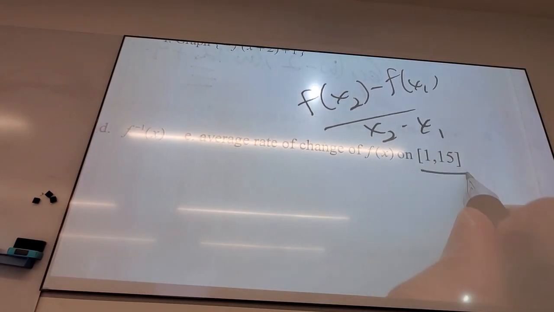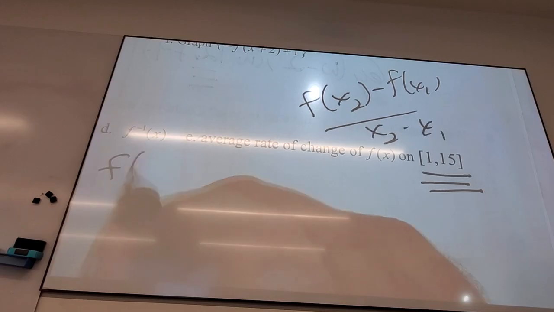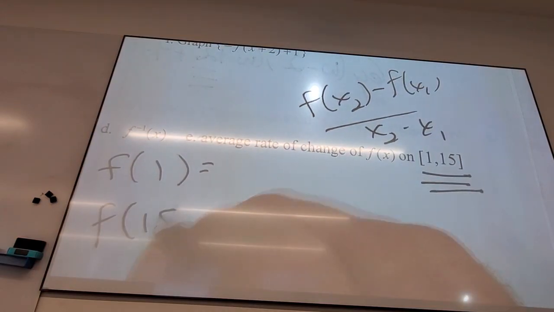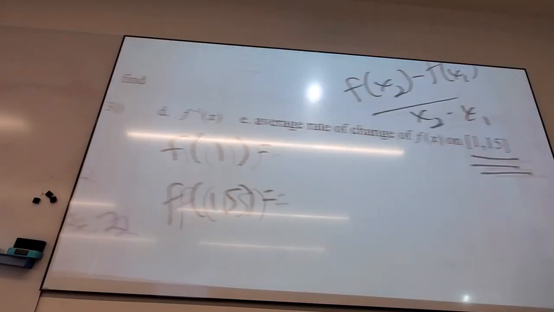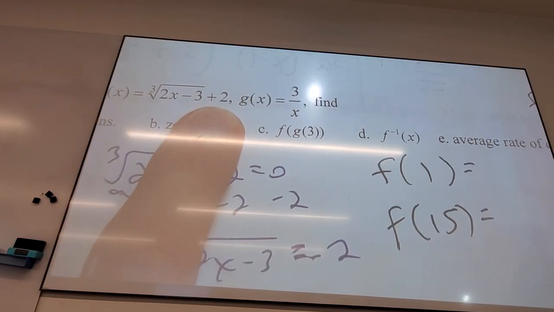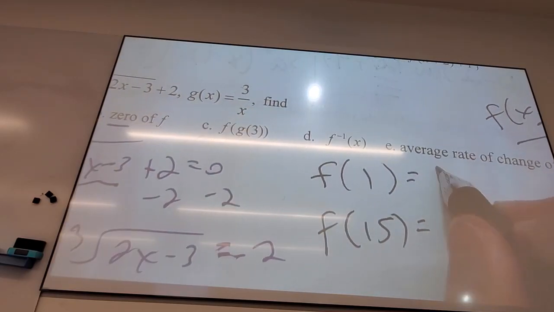So, what do these mean? X values. So what do I need to figure out? I need to figure out the Y values. So what's one Y value I got to figure out? F of 1 and F of 15. So what's F of 1? Don't forget the plus 2. When you plug a 1 in, what do you get? 2 minus 3 is? What's the cube root of negative 1? Negative 1 plus 2? 1.